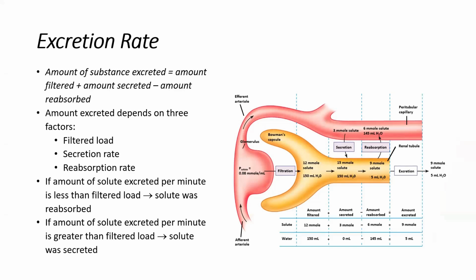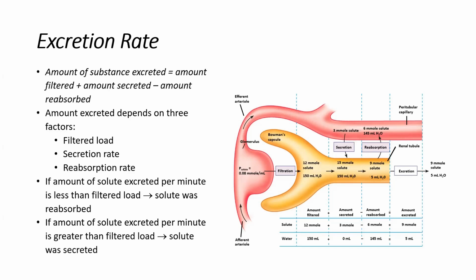Let's say I filter my glucose and I see less of that glucose in the urine. That tells me right away glucose was reabsorbed, all right? So if the amount that we see in the urine is less than what was filtered, reabsorption took place. The opposite is true. If the amount that we see in the urine exceeds what was filtered, then secretion took place.